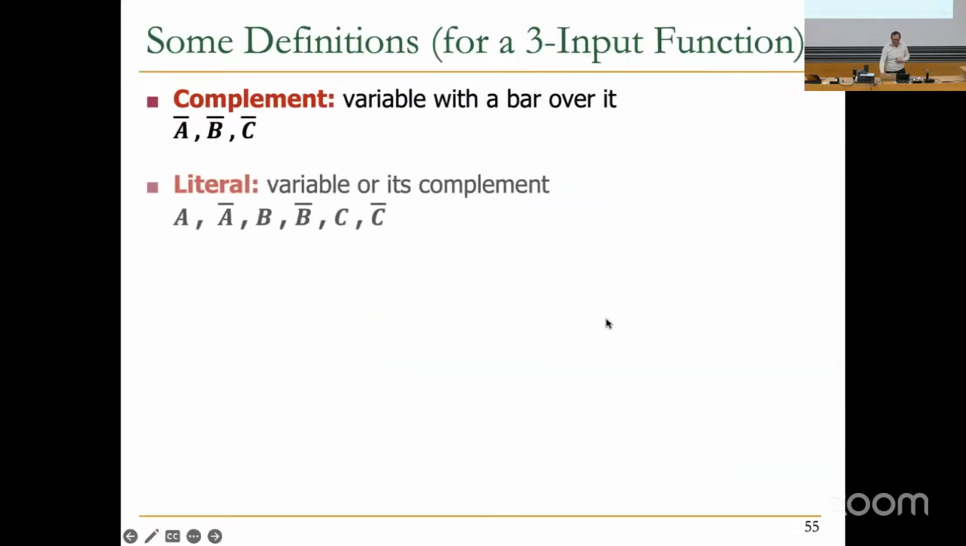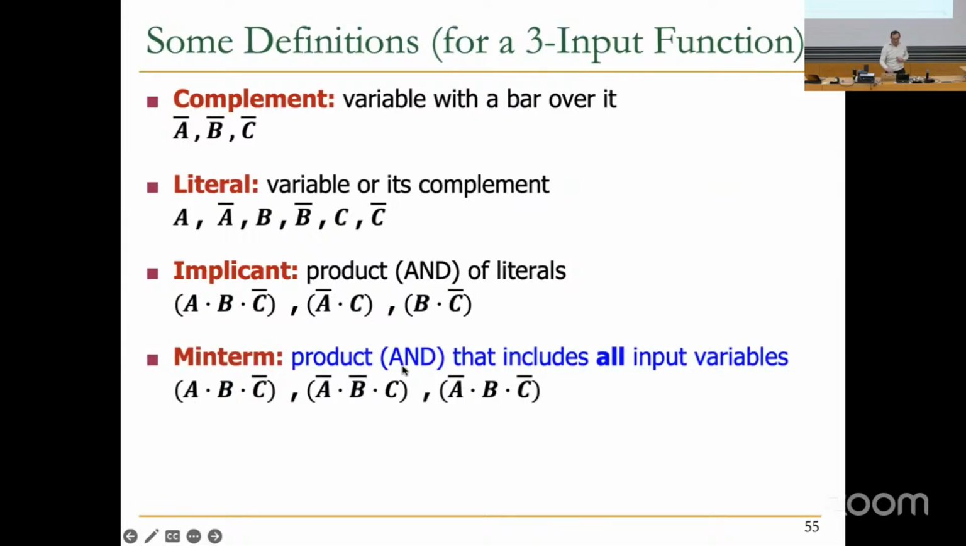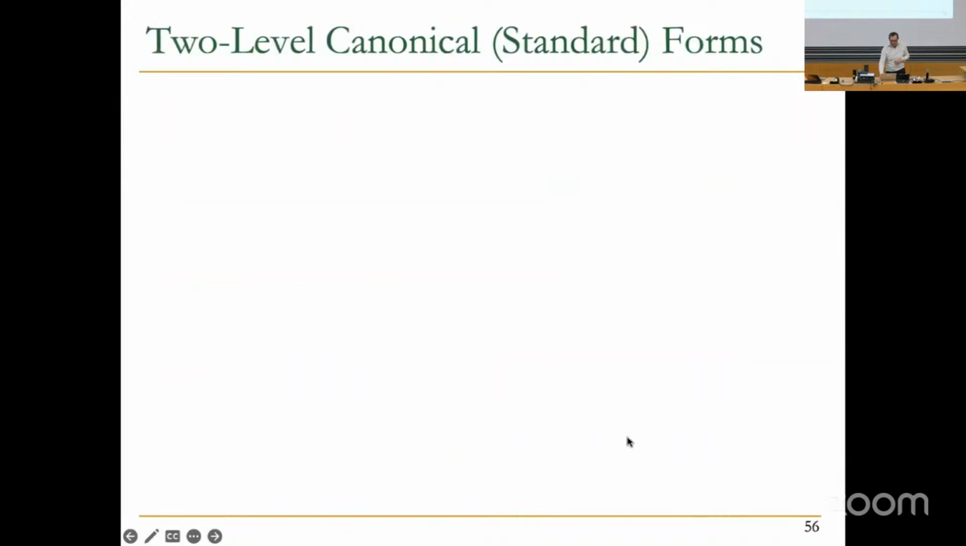Okay, let me define quickly. Complement, you already know what a complement is. Literal is a variable or its complement. Implicant is a product or AND of literals. These are some examples of implicants. Min term. Now this is important. This is a product AND that includes all input variables. And sum of products forms always include min terms as defined over here. Max term, it's really the sum or OR that includes all input variables. We're going to use this in product of sums.